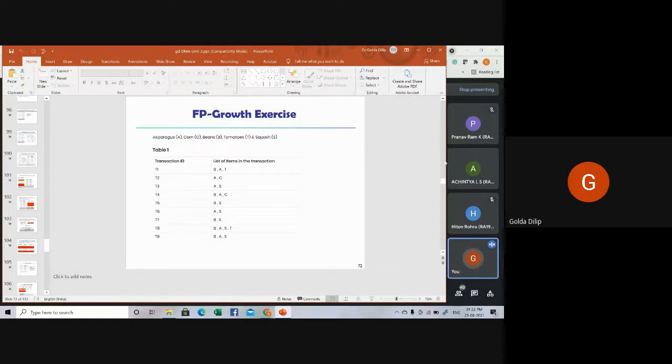and the FP growth algorithm? Ma'am, in the FP growth algorithm, we arranged in descending order of support count, whereas in Apriori we arranged it in ascending order.